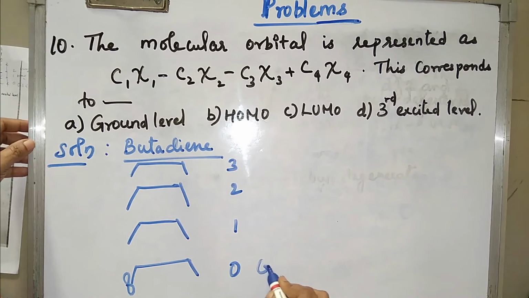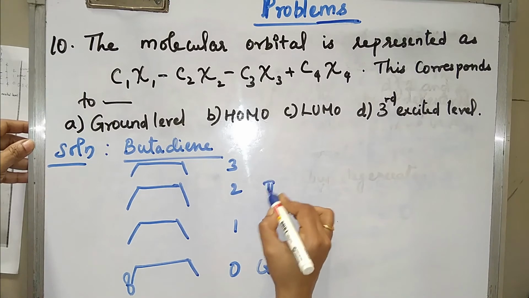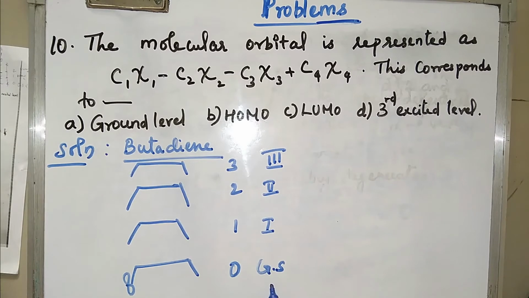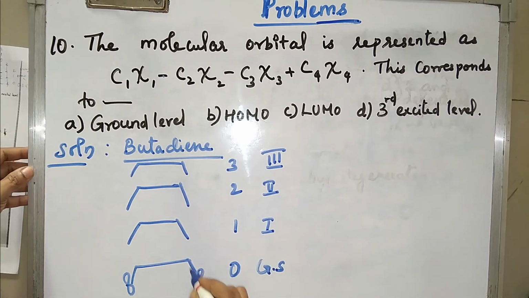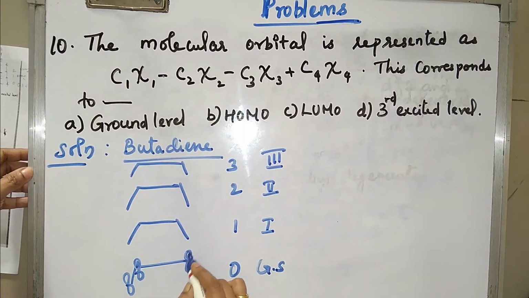This is the ground state, this is the first excited state, this is the second excited state, and this is the third excited state. Keep that in mind. The first one is the ground state, don't think of it as 1, 2, 3, 4 like that. In the first state there is no node, so there will be no negative charge. Here all of these are the top shaded one.